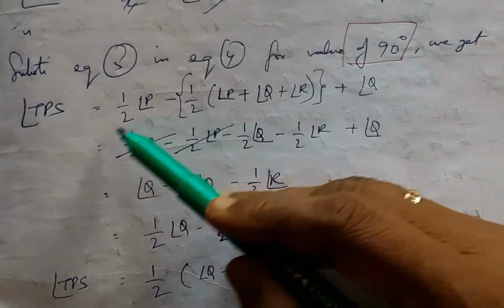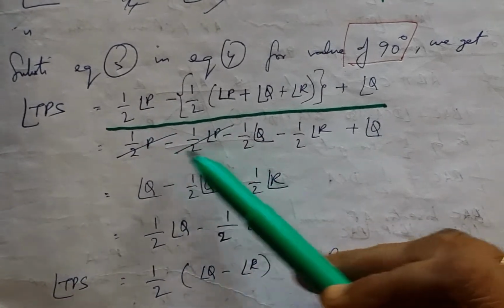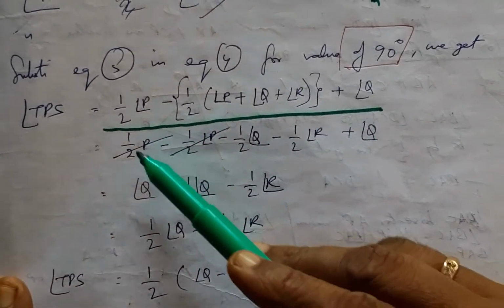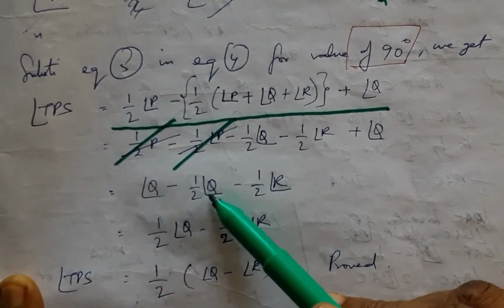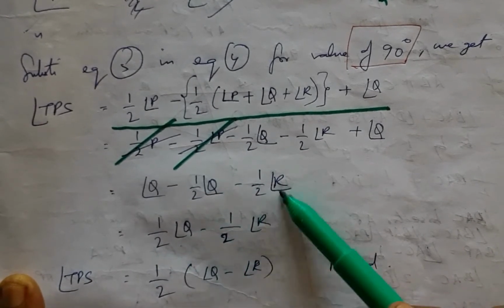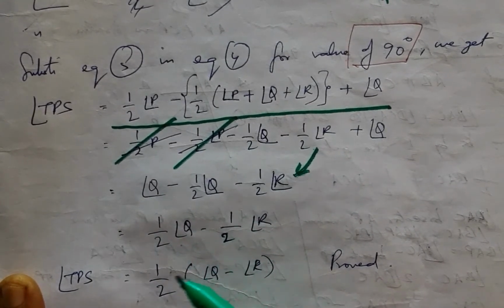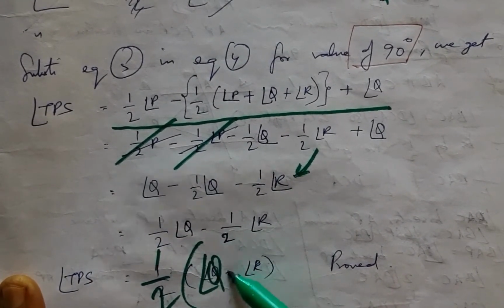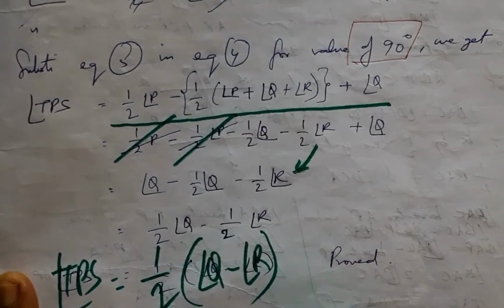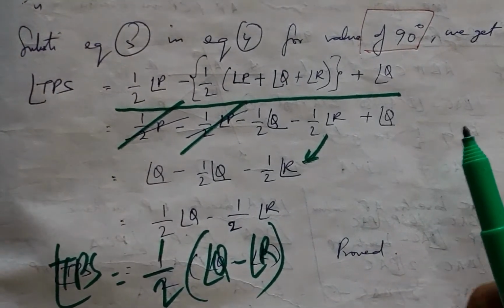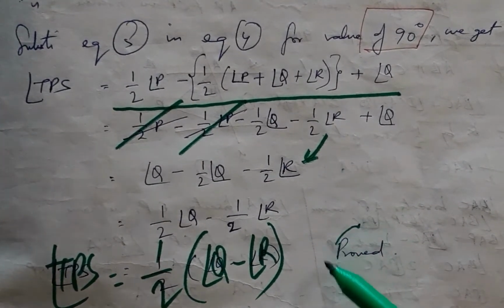So that way I have achieved my goal of arriving at it in terms of P's and Q's and R's, and successfully eliminating these things and arriving at it in terms of Q. Q minus half Q will be obviously half Q, and this is already half R here. Therefore, once I take common, I have half into angle Q minus angle R, and I have achieved my goal of TPS equals half Q minus half R, which is the necessary proof, hence proved.